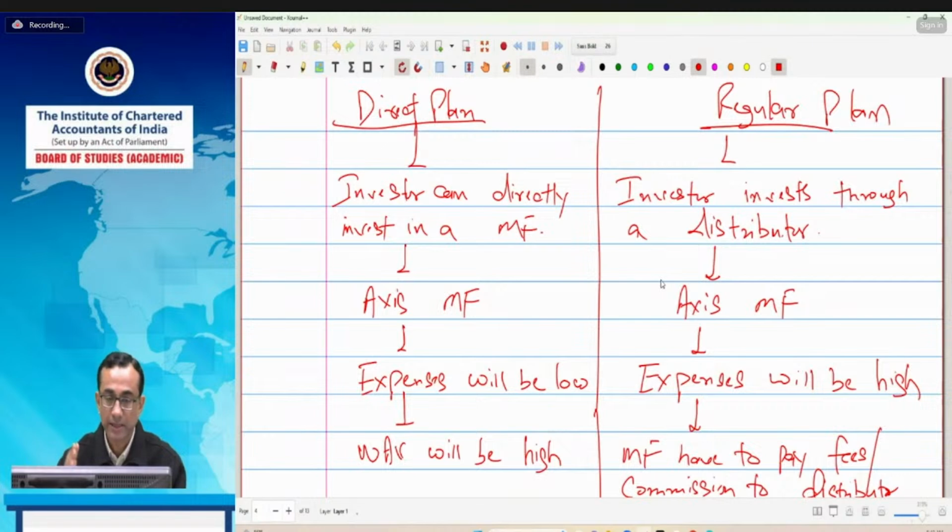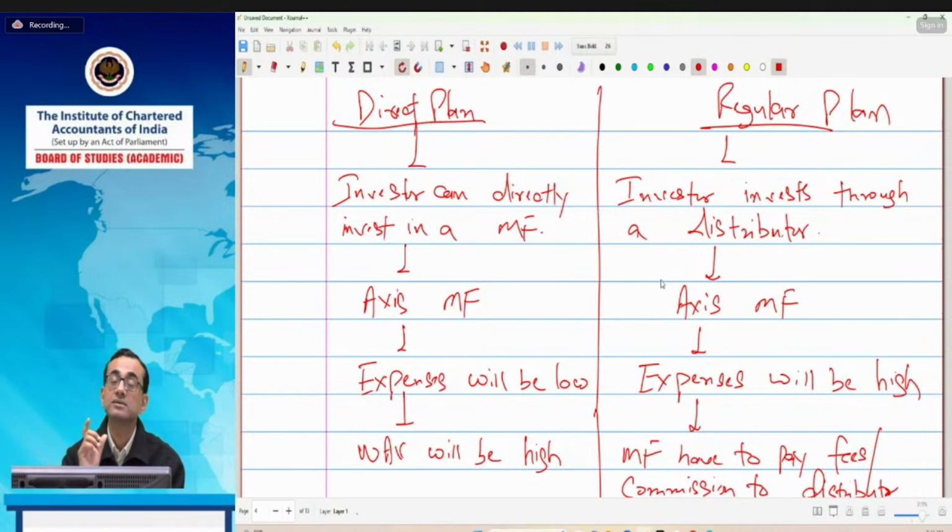In a direct plan, the investor can directly invest in a mutual fund, whereas in the case of a regular plan, the investor invests through a distributor, and that distributor has to be registered with the Association of Mutual Funds, in short form we call it AMFI. Let us say one investor wants to invest in an Axis Mutual Fund direct plan, and another one wants to invest in the Axis Mutual Fund regular plan. So what will be the difference?